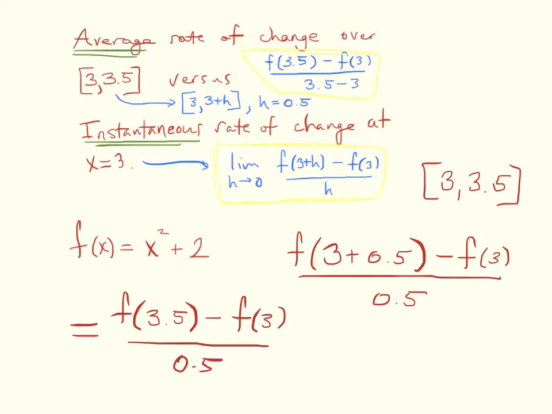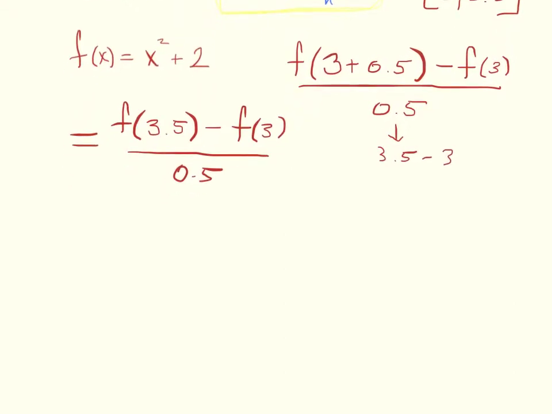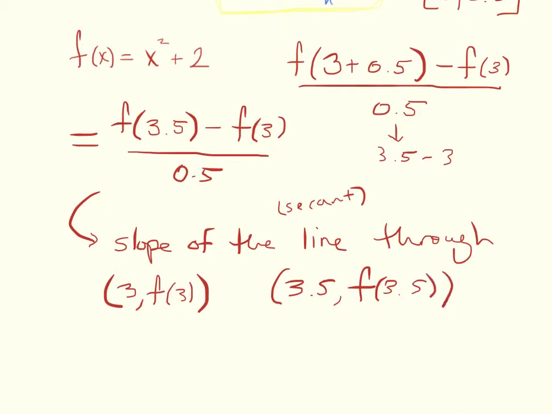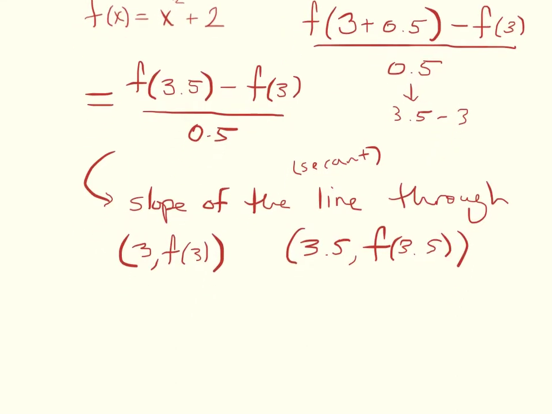And of course, 0.5 is 3.5 minus 3. All this is the slope of the secant line through the points 3, f of 3 and 3.5, f of 3.5. Now we just roll up our sleeves and do it.